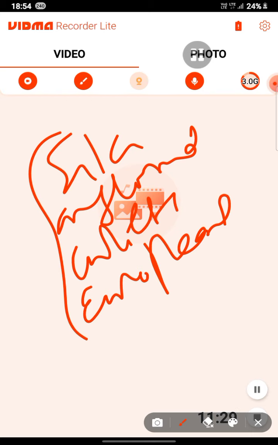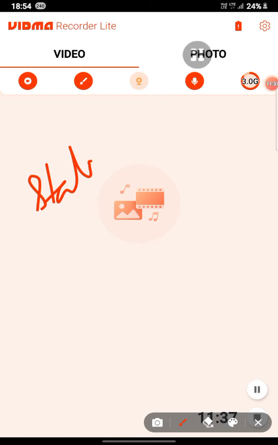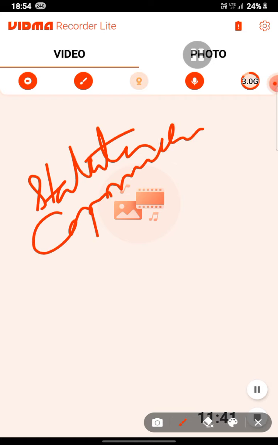Now the Simon Commission. The Simon Commission was a statutory commission. There were seven members in that commission.